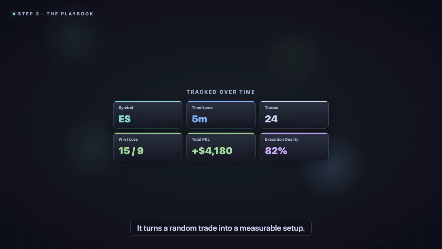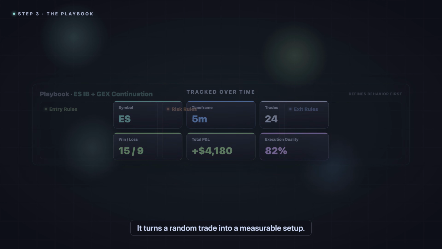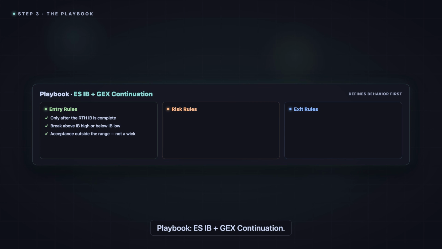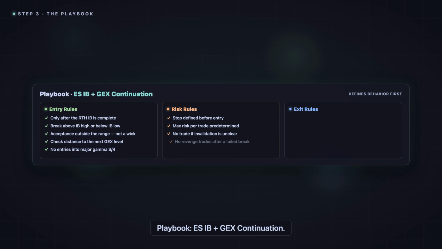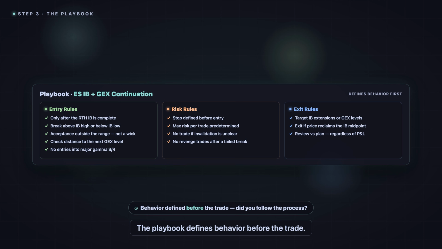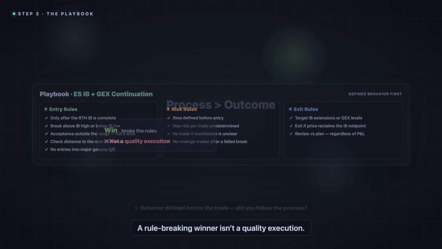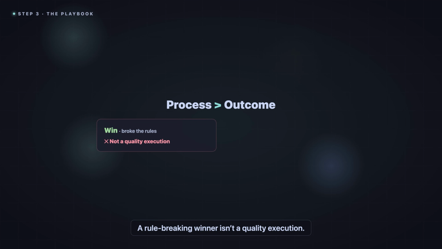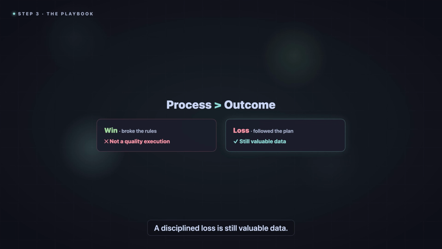For this example, I'll use a playbook called ES Initial Balance plus GEX Continuation. The most important thing here is that the playbook defines the behavior before the trade happens. That means when I journal later, I'm not just saying I won or I lost. I'm asking whether I followed the specific process I said I would follow. That distinction matters. A profitable trade that breaks rules is not the same as a high-quality execution, and a losing trade that followed the plan may still be valuable data.